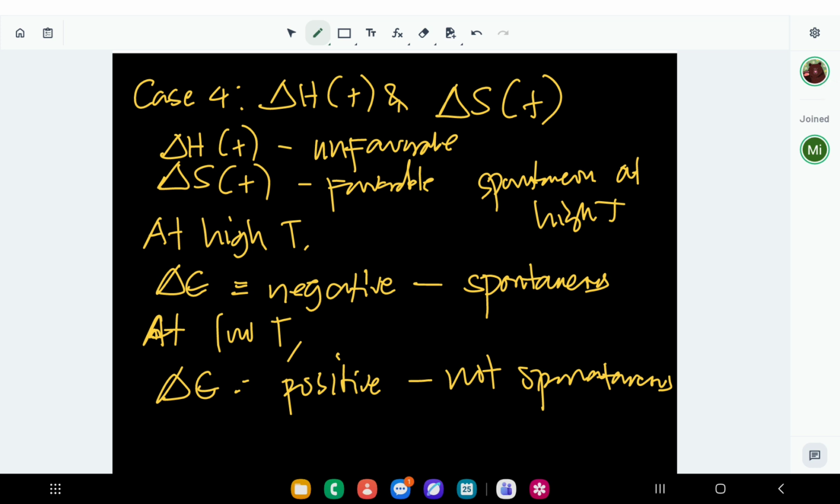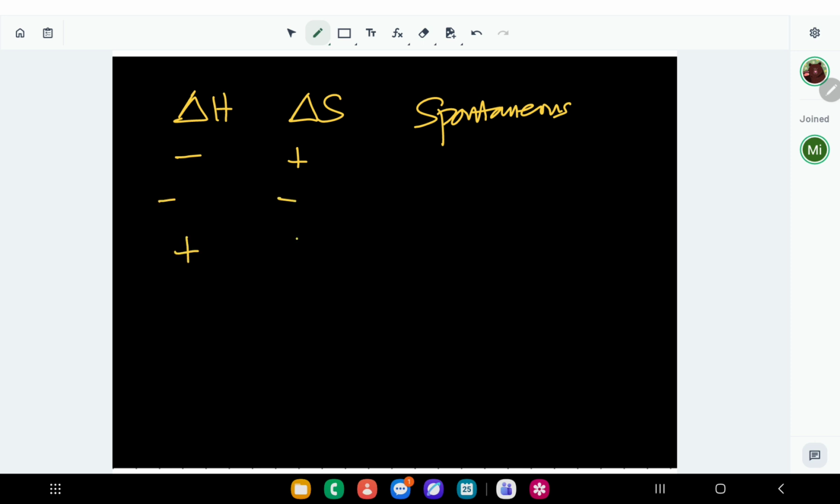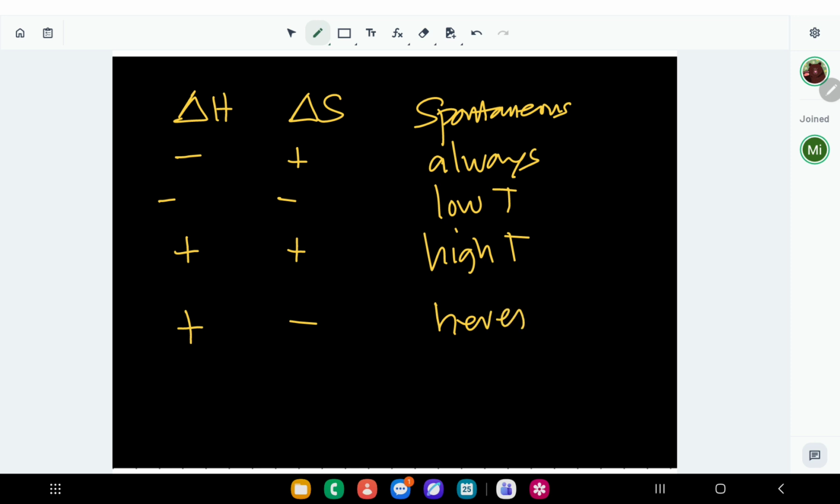Can you go to the next page? Summarize that one. So delta H, delta S, spontaneous. So if this is negative, positive, negative, negative, positive, positive, positive, negative. So this one always spontaneous. This one spontaneous at low temperature, spontaneous at high temperature. This is never spontaneous.